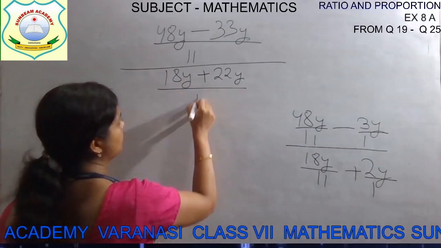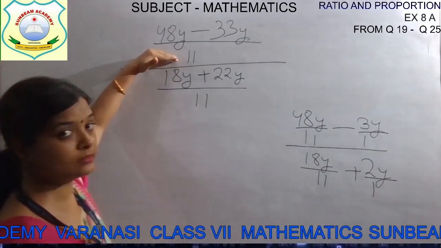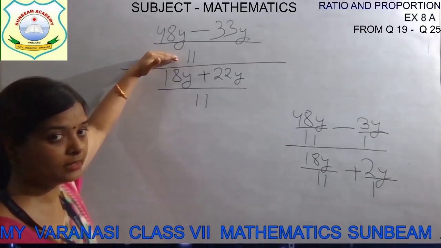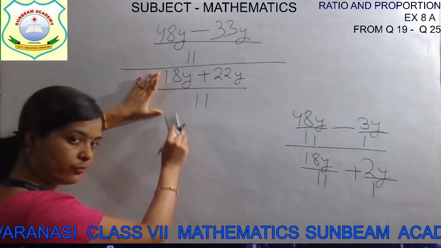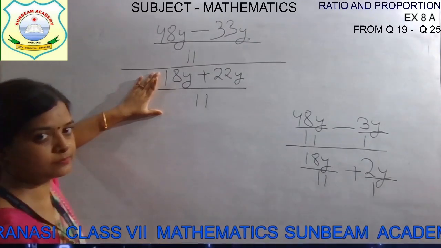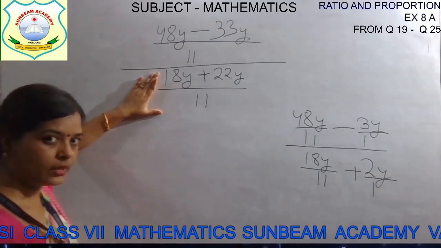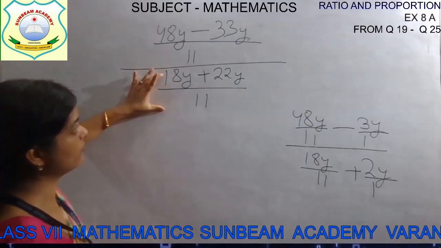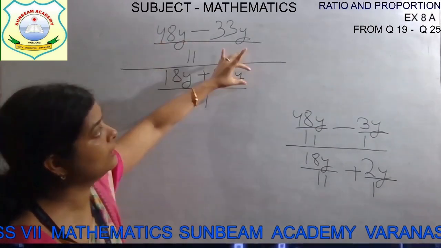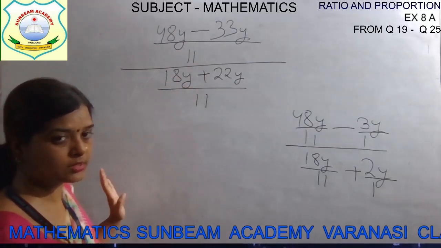Now in the numerator part there is 11 as denominator, and in the denominator part there is also 11 as denominator. So we can cancel this. We can cut this, children. This is a fraction, and this is also a fraction. When you divide them and the denominators are the same, they get cancelled out. This is the rule.